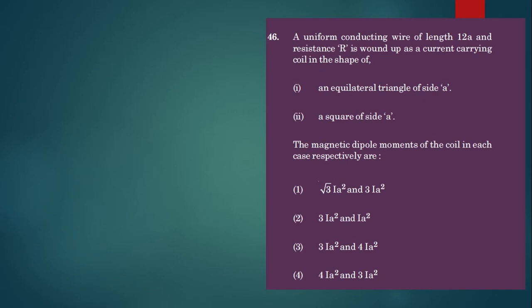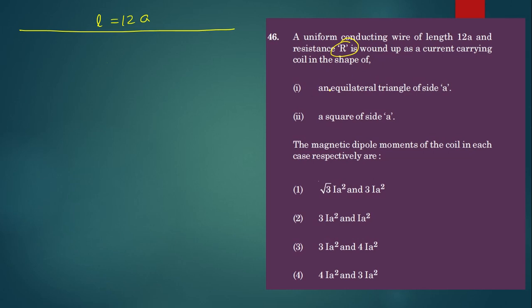This question belongs to the magnetism chapter. According to the description given in this question, there was a wire whose length was equal to 12 times A, where A is a constant. It's a unit. There are 12 units I can consider. And the resistance of this wire was equal to R. And this particular wire can also carry some current.